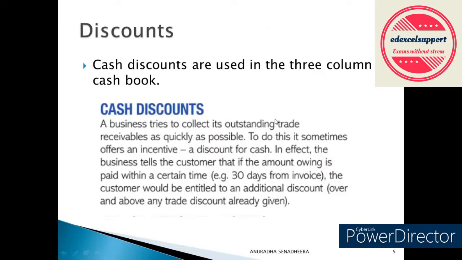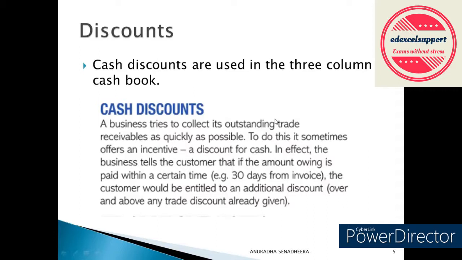We talk about the discounts actually. Here we discuss mainly two types of discounts: cash discounts, that's discount allowed, and discount received. A business tries to collect its outstanding trade receivables as quickly as possible. To do this, it sometimes offers an incentive. The business wants to take that money quickly, so as a solution, they give discounts to those trade receivables. Then they try to pay to get that discount. So that's called discount allowed.